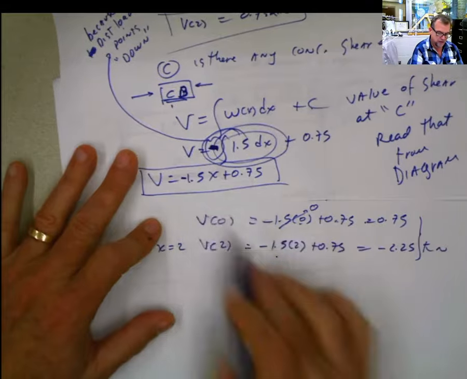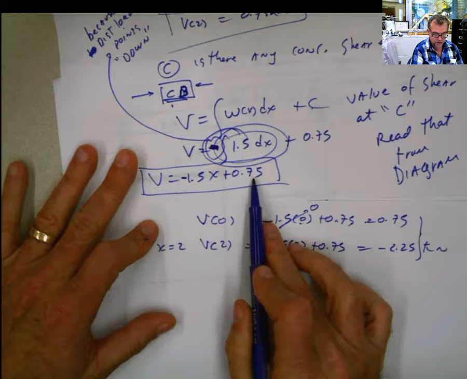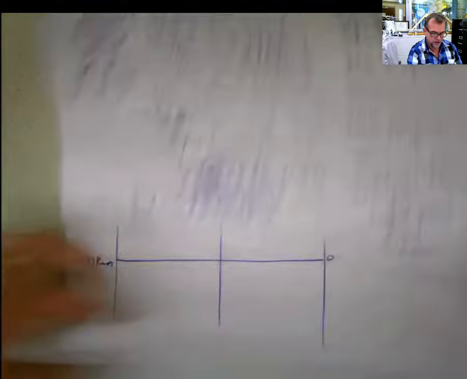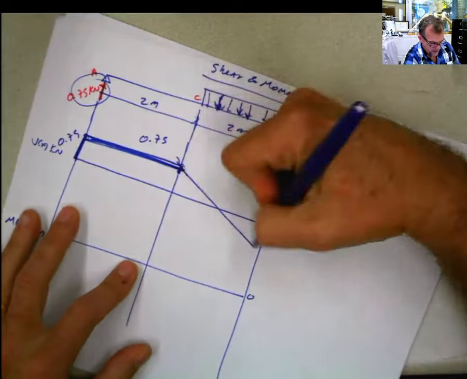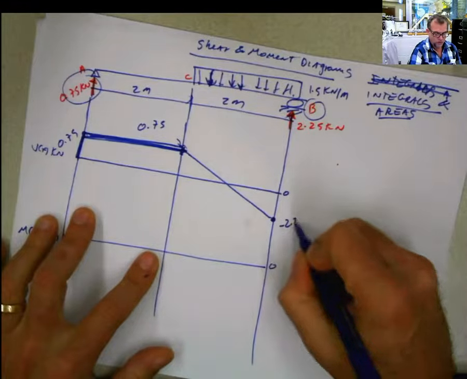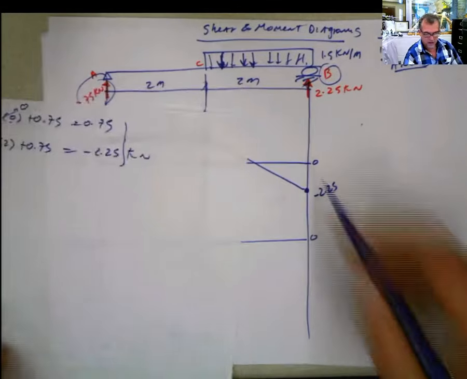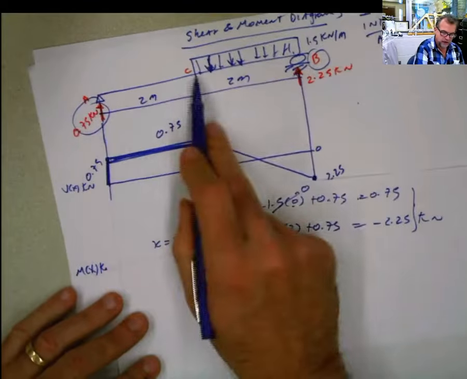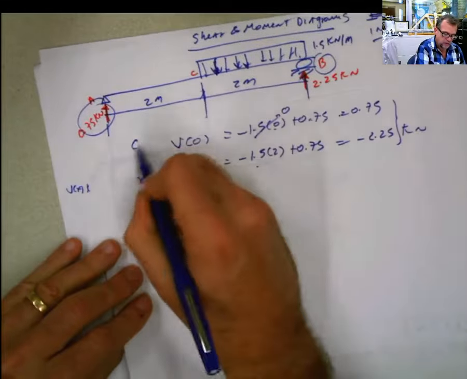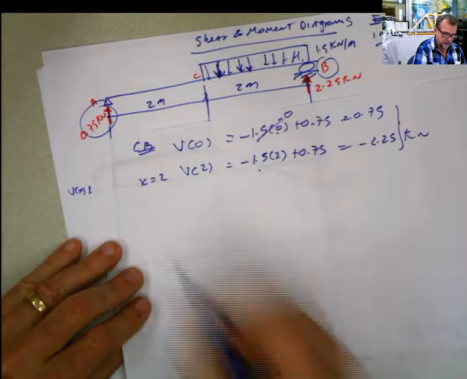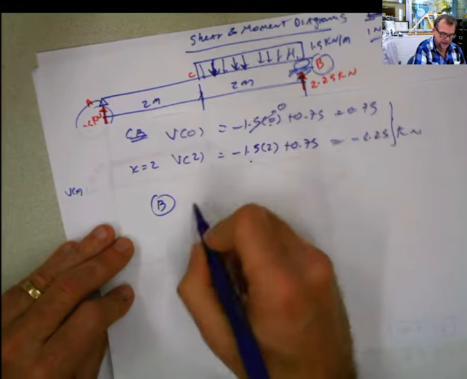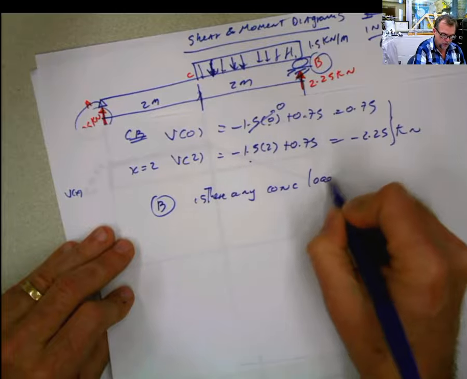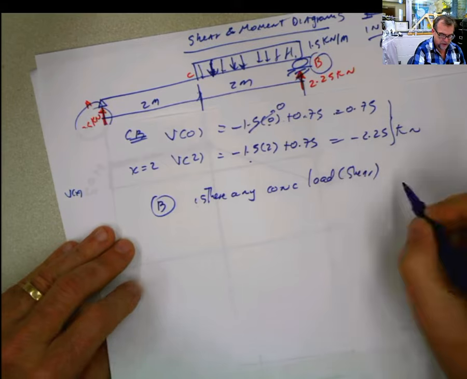What is the equation of this? This is a straight line with y-intercept equal to 0.75 and negative slope of 1.5. That means that we can come here now and draw my line, and this value should be negative 2.25. Now you go to this end, and you look at your procedure: point, span, point, span, point. So remember we were in CD, and now you go to the point B, and you say, is there any concentrated load shear? Yes.